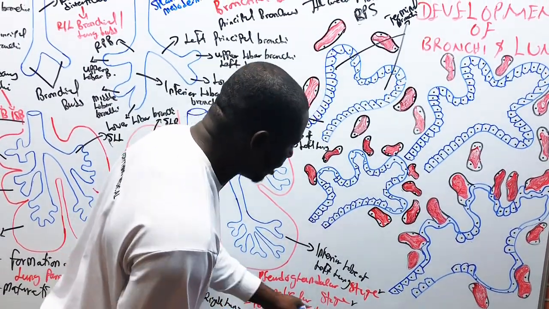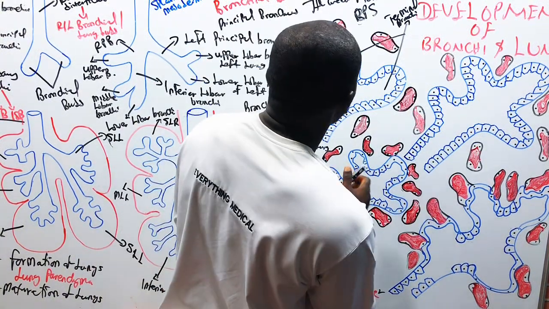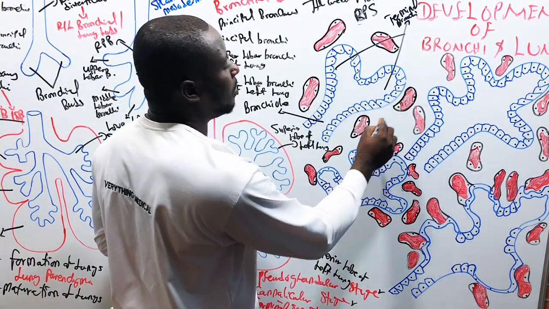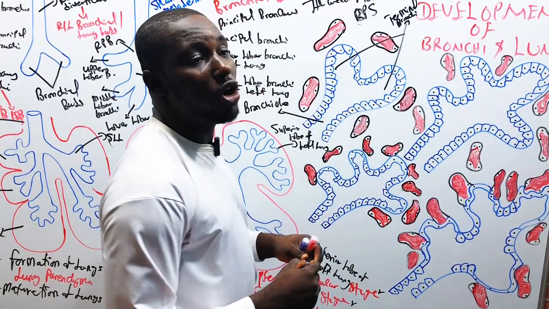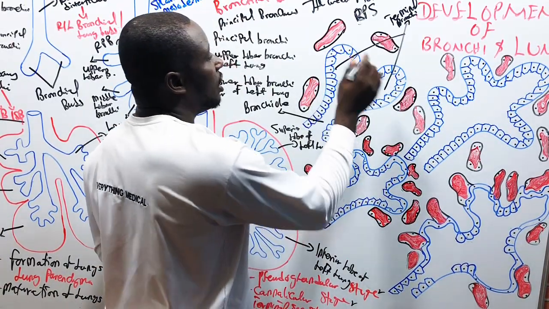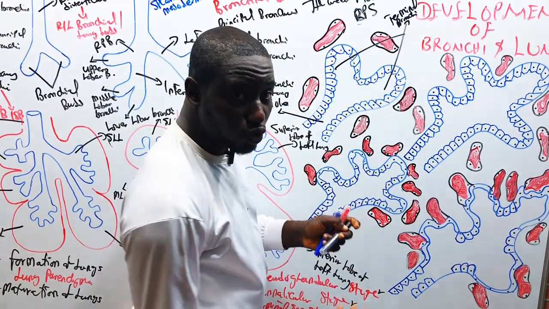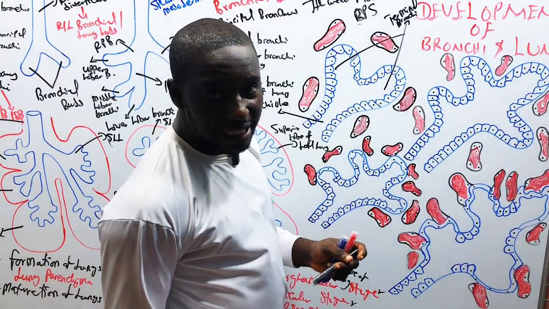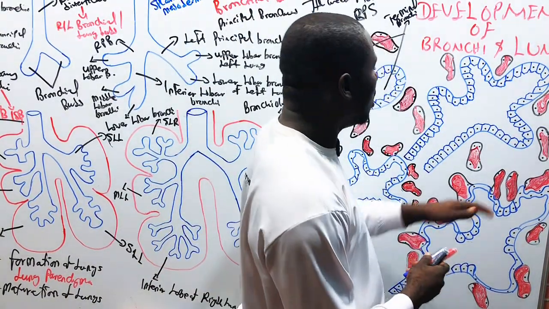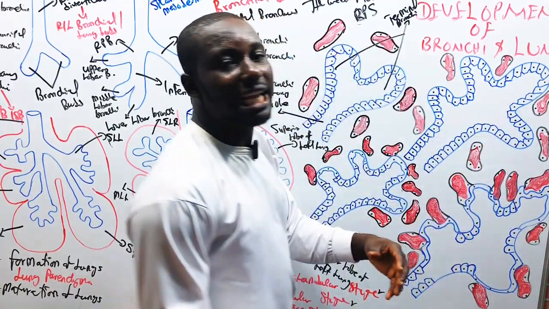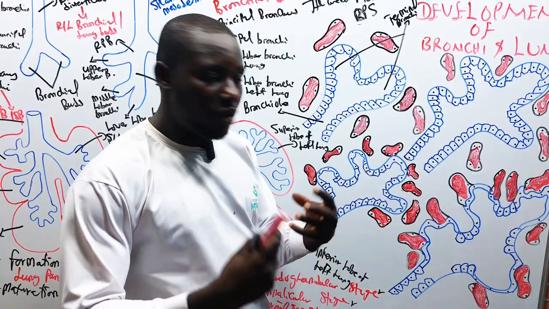We have the canalicular stage. Now, the canalicular stage is here. Recall that these are the capillary blood vessels. That is what we call the lung capillaries, right? They are the lung capillaries, which usually form plexus to the terminal sacs or the primitive alveoli. Now, this diagram here depicts the canalicular stage of lung formation.